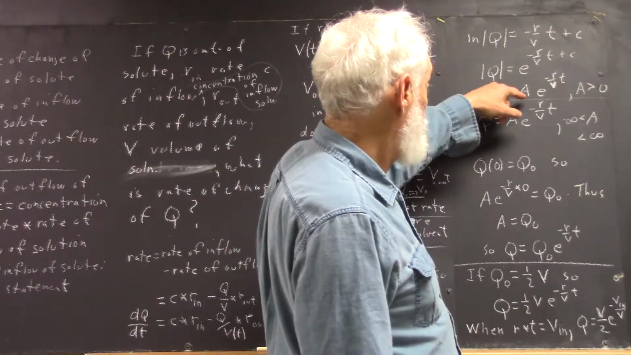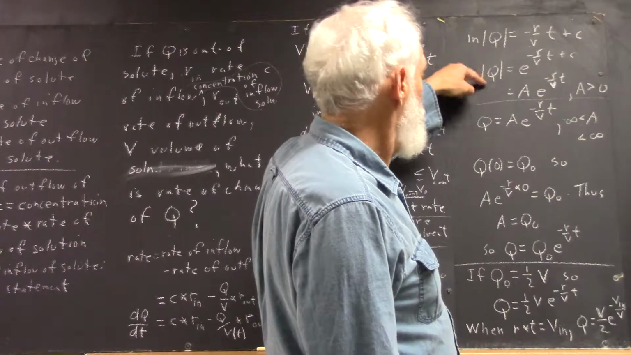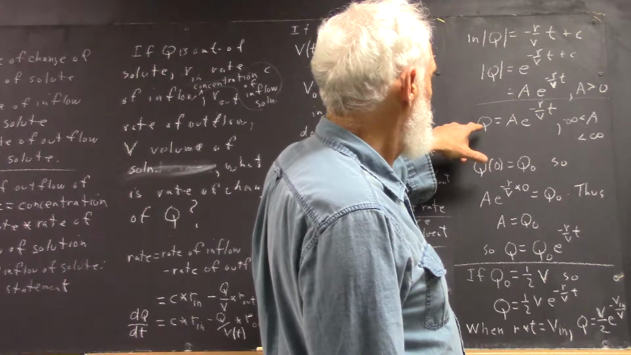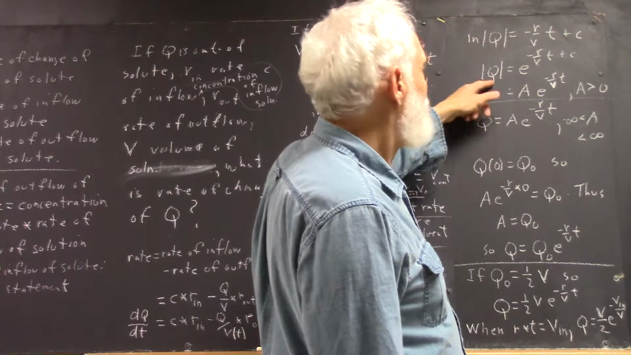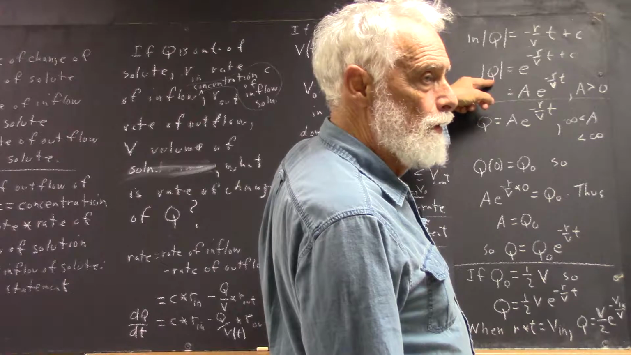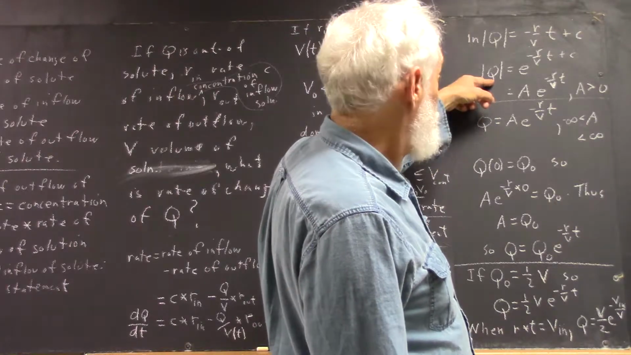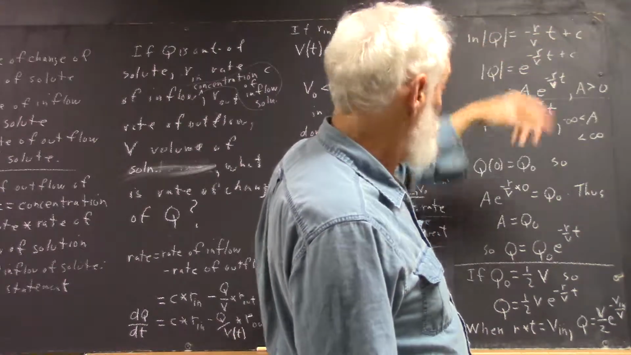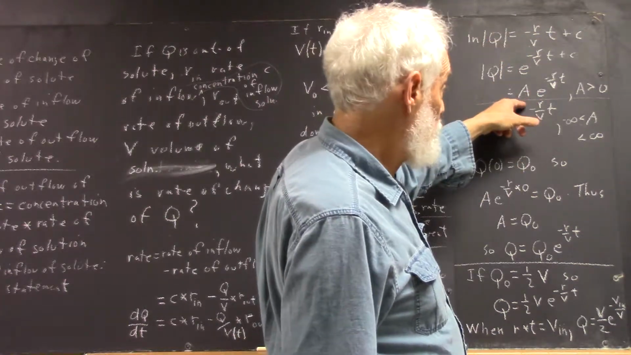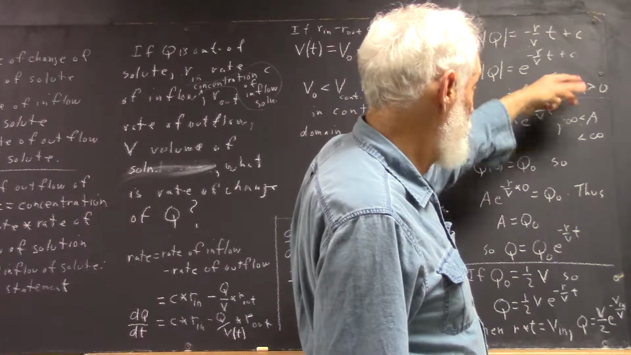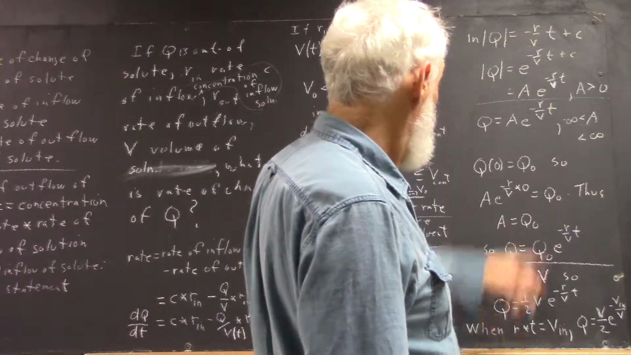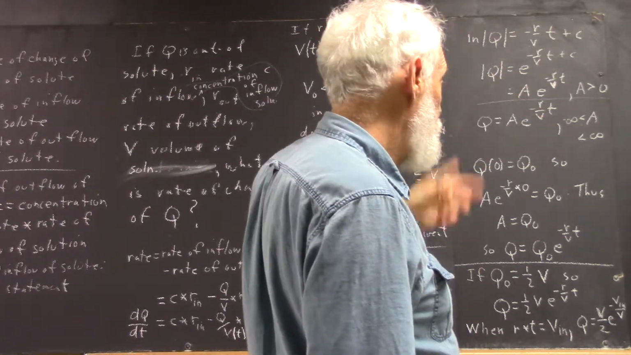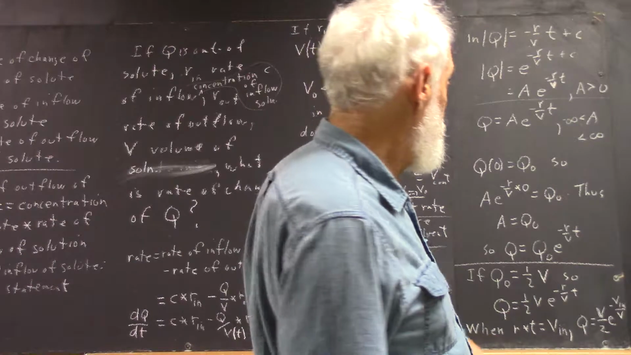Okay? So a has to be positive. However, you have the absolute value of q equals this, which means that you could also write this as q, well, the absolute value of q could either be q or negative q. So your solution could actually be q equals a e to the negative r over v t, or negative q equals this, which means that q would equal negative a e to the negative r over v t. Well, this a is a positive constant, and now you can have a positive or a negative for a.